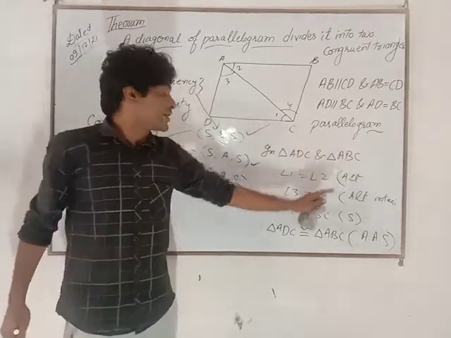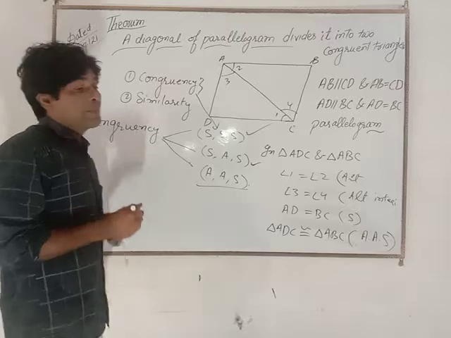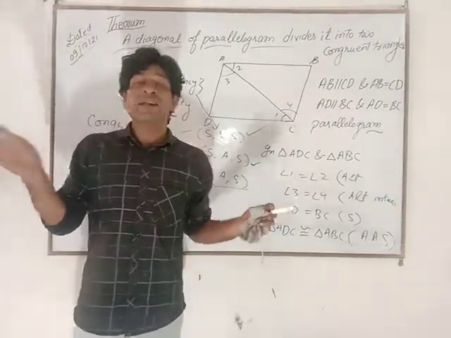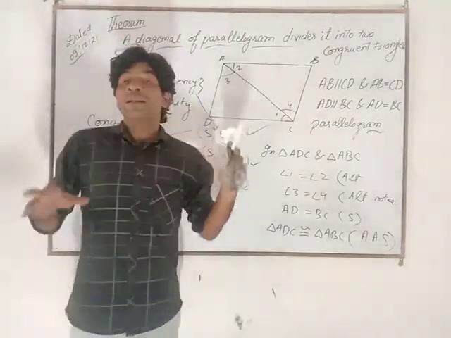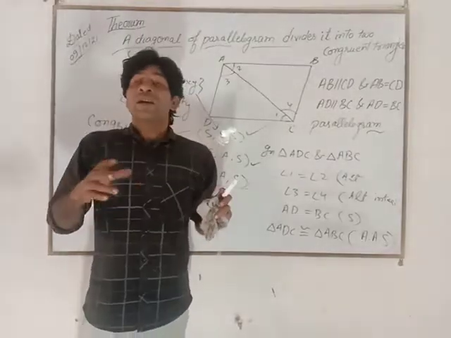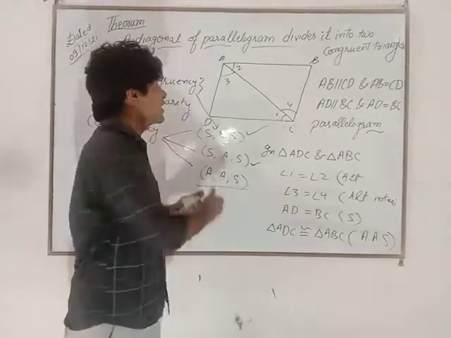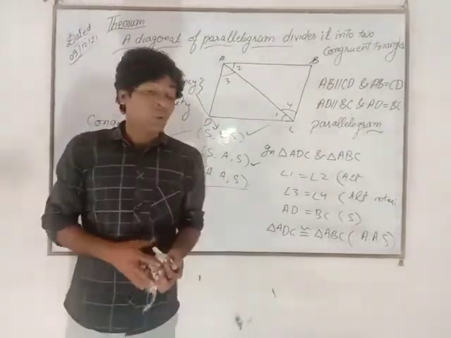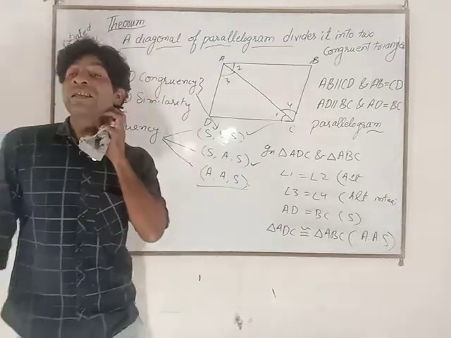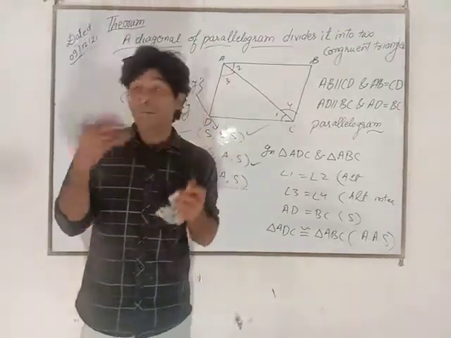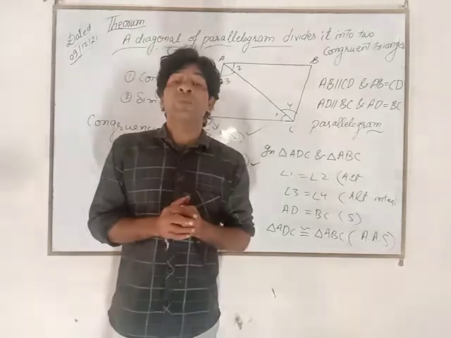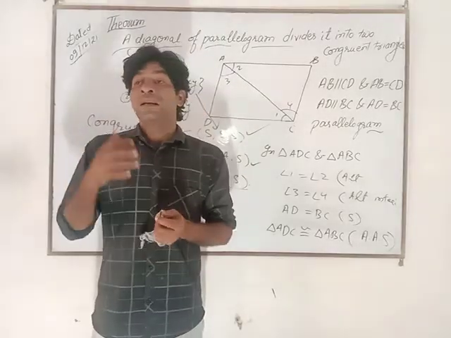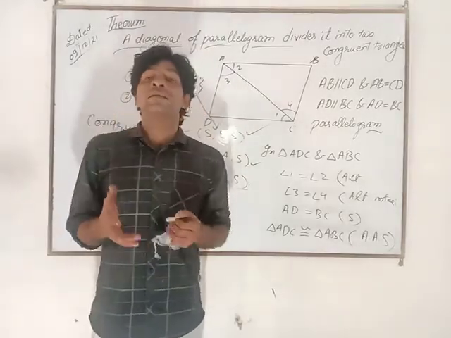Now I am leaving the congruency scenario, and I am coming on similarity. Now from similarity I am proving that both triangles are congruent. How? Just see, it is very interesting.